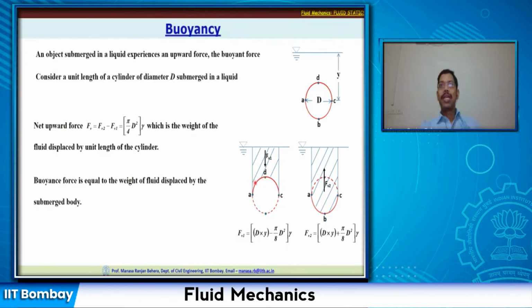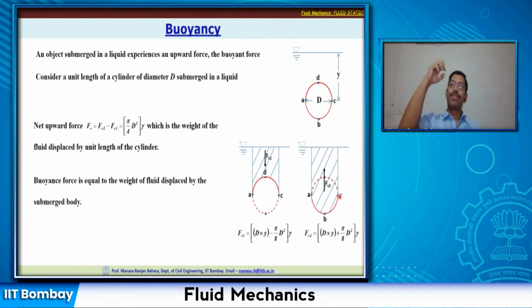Similarly, now let us look at the force acting upwards, which is FP2. And FP2 is acting on the curved surface ABC. Now that is equal to, again, the same principle.